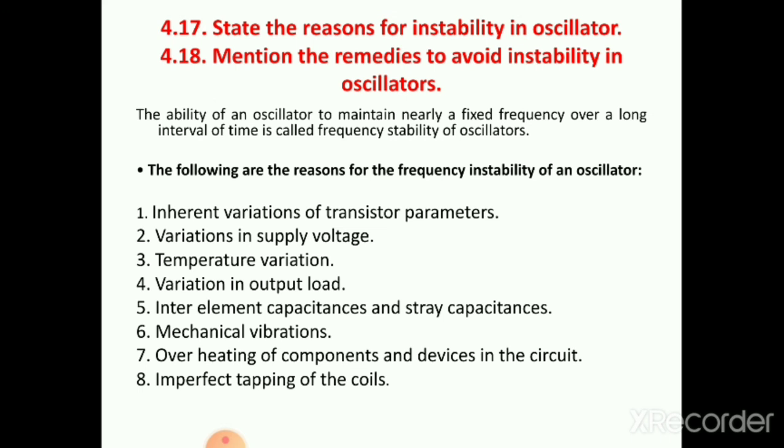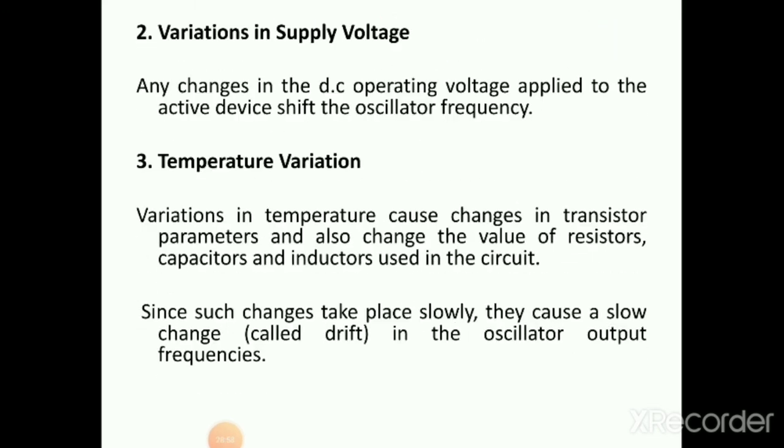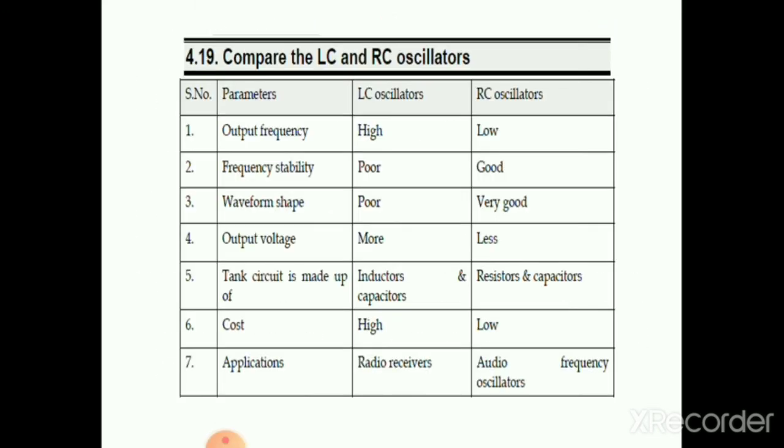We have seen the instability. What are the causes of instability in the output frequency of the waveform produced? We saw the causes, and we saw the remedies. We generally have 8 causes. These are practical problems, and we saw what remedies have to be applied when these problems occur. And finally we saw the comparison of LC oscillators and RC oscillators.